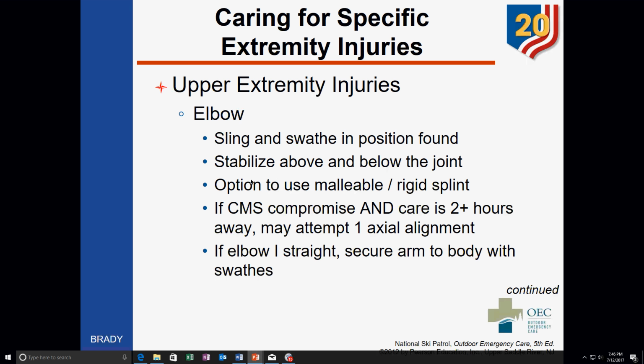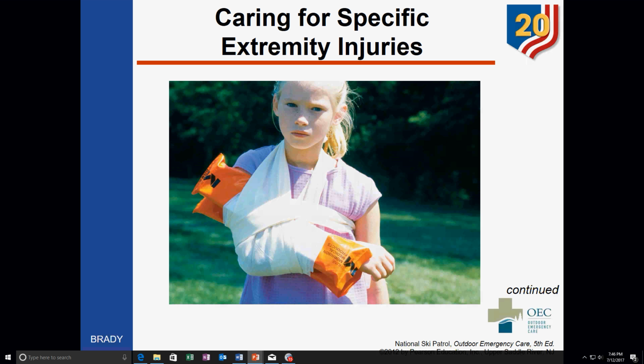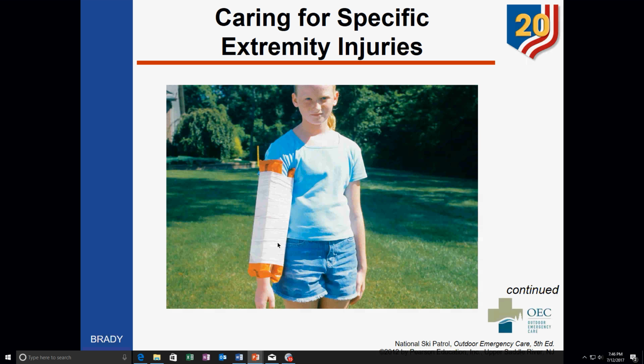Again, option to use malleable or rigid splints. Whatever you need to do to stabilize and protect that injured area. She is not happy, but you can see it's probably an elbow. But again, you stay away from the elbow. Kind of got a little sling on there if she could tolerate that. But the swath is not over the injured area, and there's no direct pressure right on the elbow joint itself. Again, this is exposed, so you can still check pulse, motor, and sensory. Again, straight. They can't move it, don't move it.